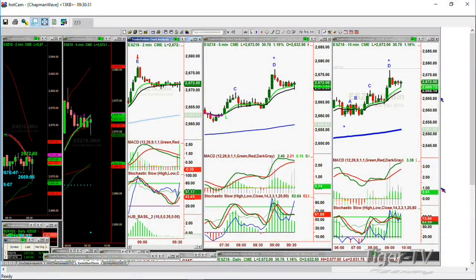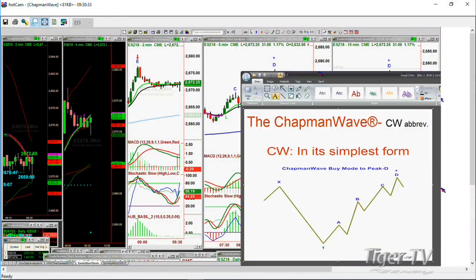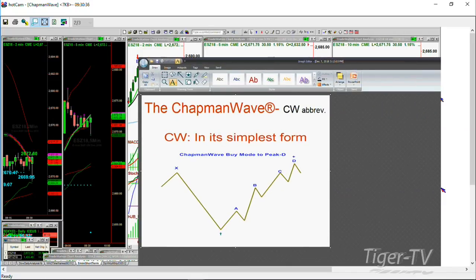In the Chapman Wave methodology, just let me do this very briefly. What we look for is from the identifiable low, you want to count each successively higher peak, alphabetize them, uppercase on the way up, lowercase on the way down. You can go from A to G. D, the fourth highest peak, is where other things can happen. There it is, peak D.